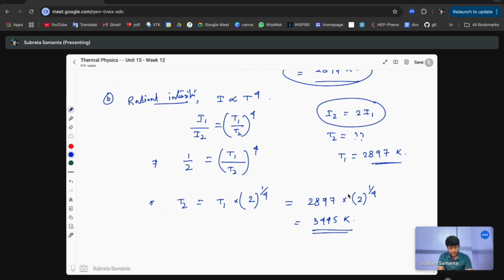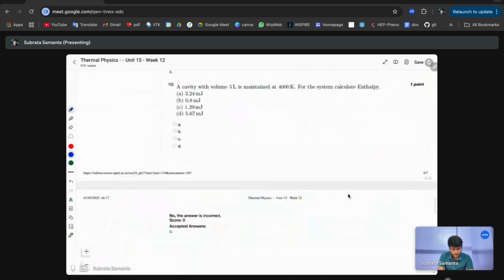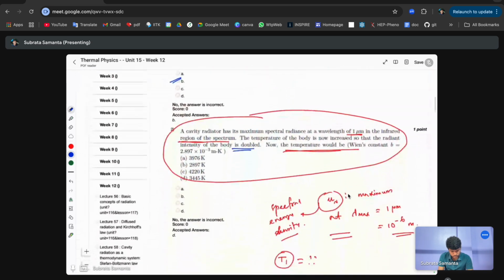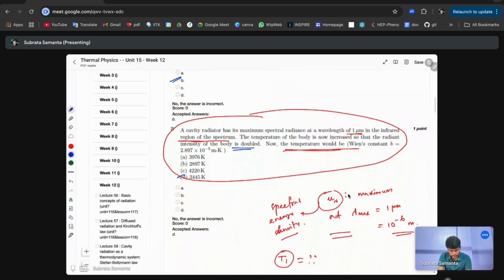Okay, so let's check the options. So 3445 Kelvin, right? Yeah, so option D is correct. Okay? Any further questions or any doubts?